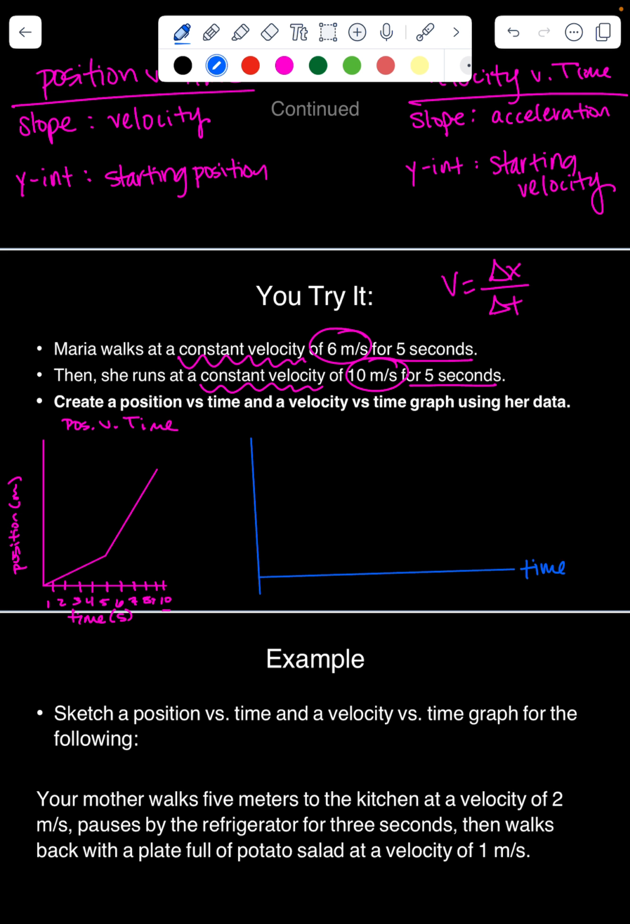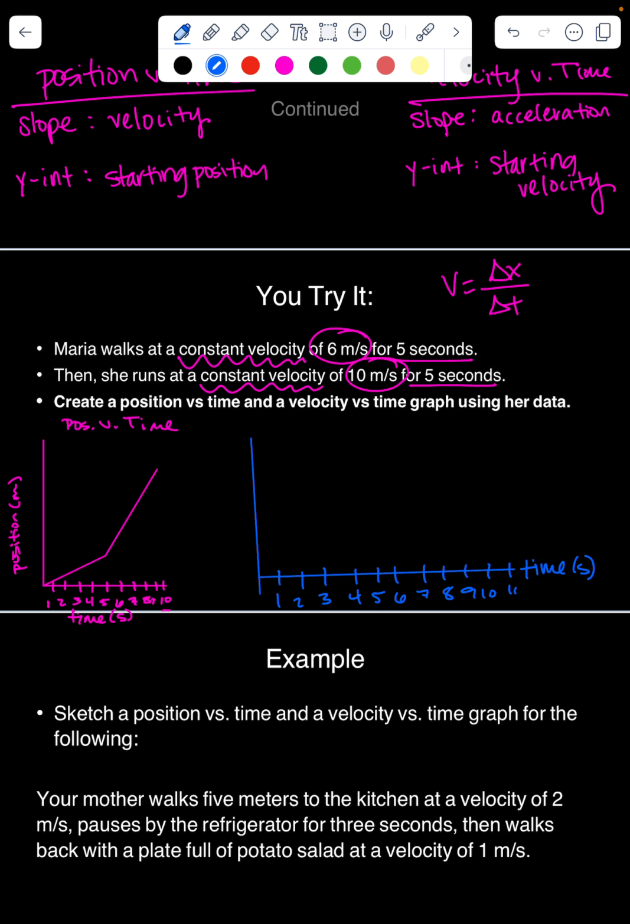But on the x-axis is still time. Your time is always going to be the same. So your x-axis is going to be the same for your position versus time graph, turning it into your velocity versus time graph, turning it into your acceleration versus time graph. So we're going to have 1, 2, 3, 4, 5, 6, 7, 8, 9, 10, and an 11.